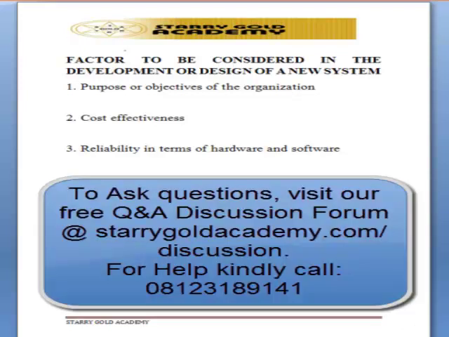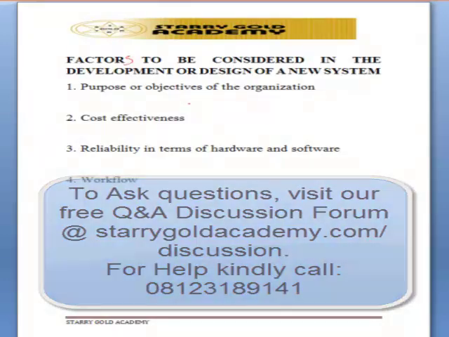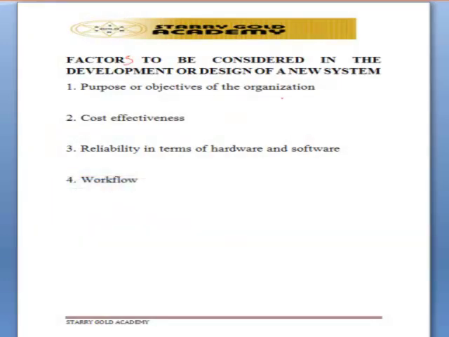Factors to be considered in the development or design of a new system. That is, if we want to design or develop a new system, what are those factors we need to consider? The first one is the purpose or objectives of the company or of the organization. Simply because before an organization will say they want to develop a new system or upgrade an existing one, there must be reasons for it. So we have to consider the objective of the organization.